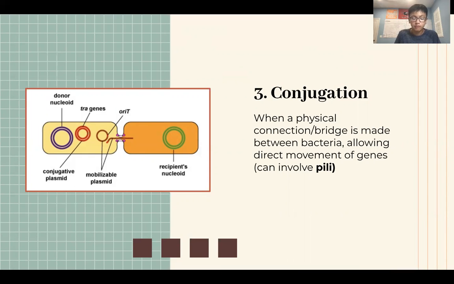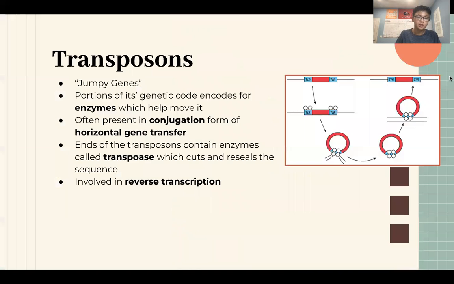Finally, conjugation is when there's a direct physical connection between these bacterial cells, allowing for the direct movement of genes from one cell to the other. And this usually involves pili. Again, these are filaments on the surface of the bacteria and allow for transport.